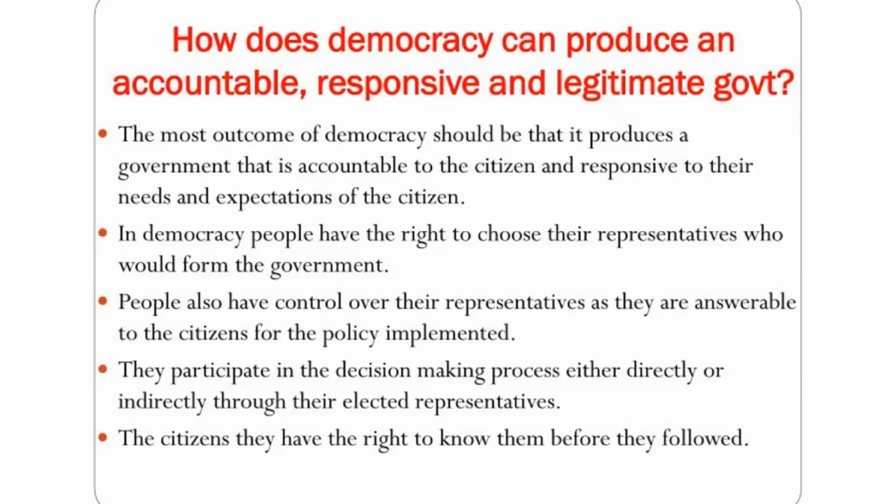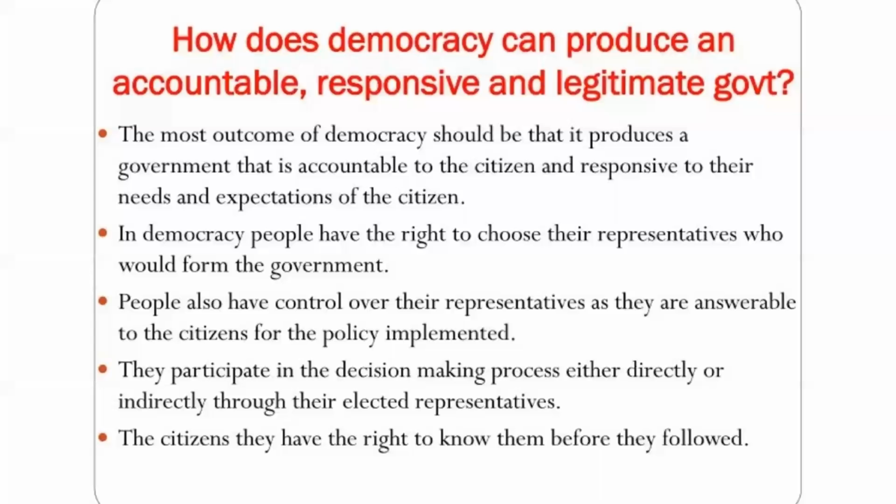The most important outcome of democracy should be that it produces a government that is accountable to the citizens and responsive to their needs and expectations. Dear students, we are aware that in a democracy we are most concerned with ensuring that people have the right to choose their rulers and have control over the rulers. People elect their representatives, and the elected representatives form the government. This is the responsibility of government. Government makes rules and regulations in favor of the people.